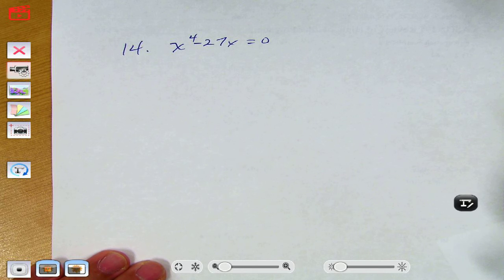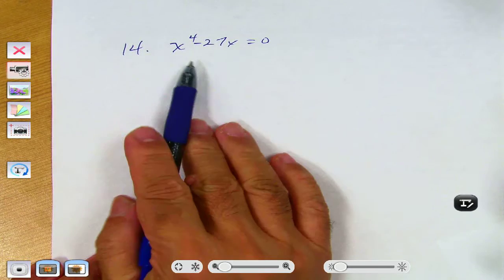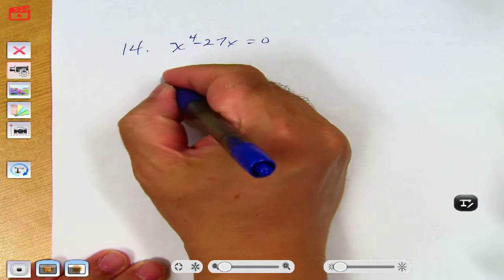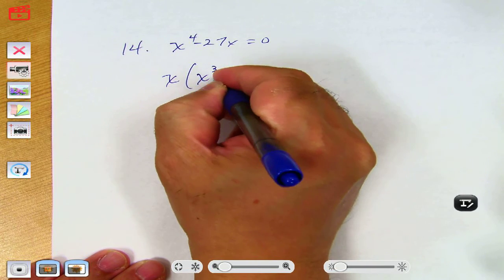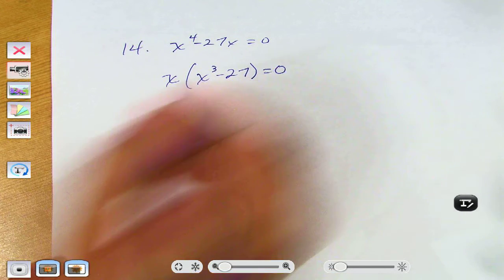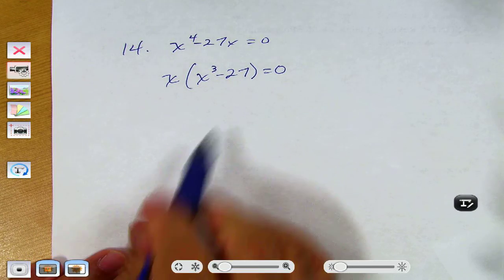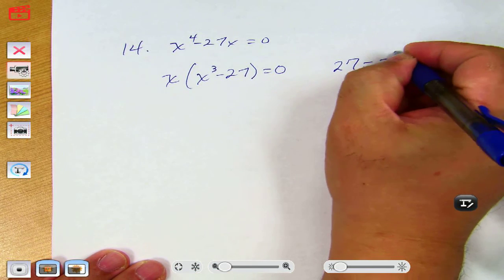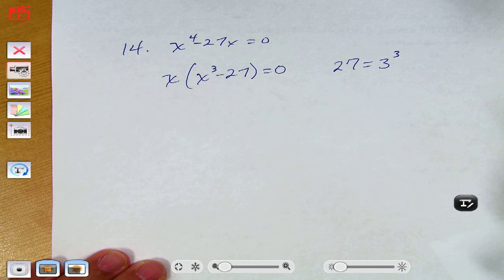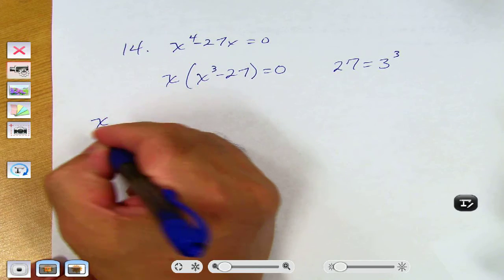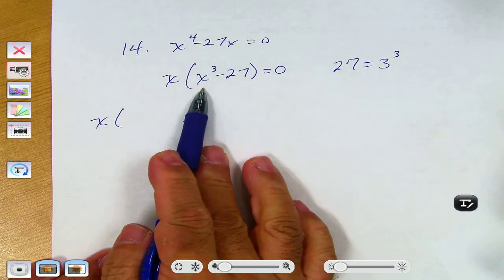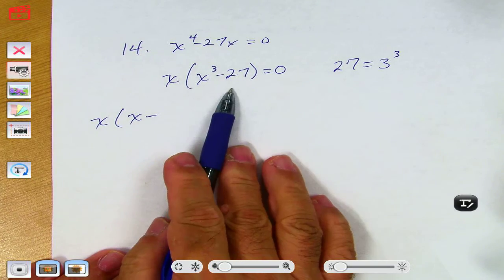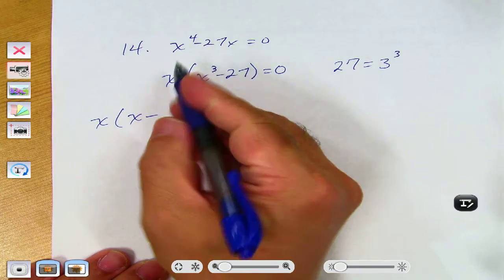So this one, make sure you look for a common factor. So here, there's an x in both of them, so we'll take out a common factor of x. So I have a difference of two cubes, right? 27 is equal to 3 to the third power. Okay, so the x is going to come for a ride. And what's being cubed here? x. And keep that sign. What's 27? 27 is 3 to the third, so I bring down the 3.